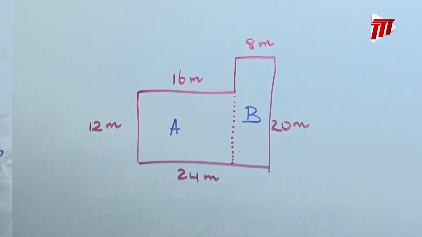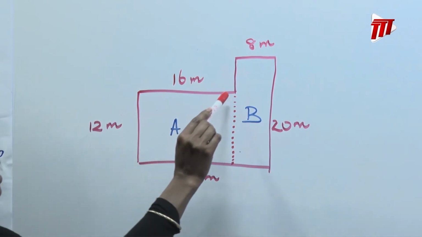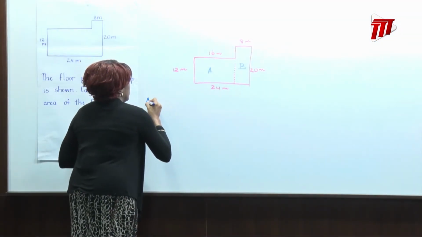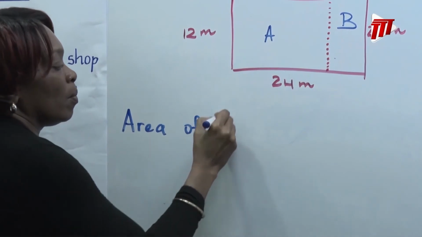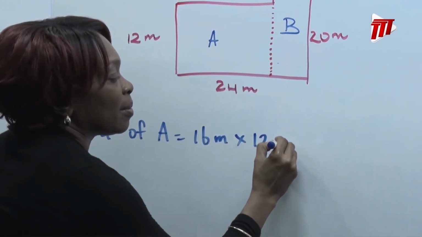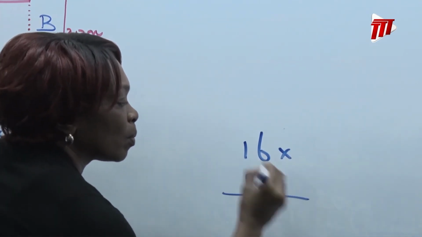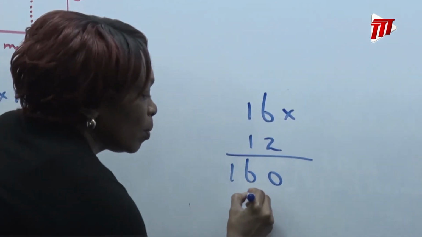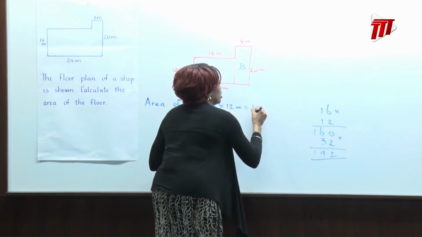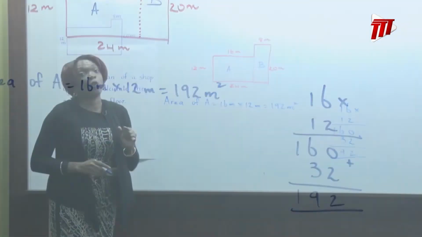Wonderful. So what will be the length? The length will be 16 meters. What will be the breadth? The breadth will be 12 meters. Are you seeing that, boys and girls? So we say length multiplied by breadth. So we have our 16 meters multiplied by 12 meters. Let's do our working. Right. So we got 192 meters squared. That represents the area of A. Did you get that? I hope you did.